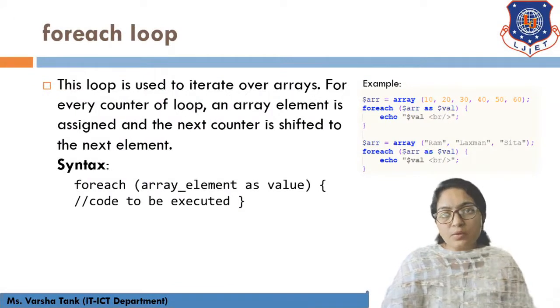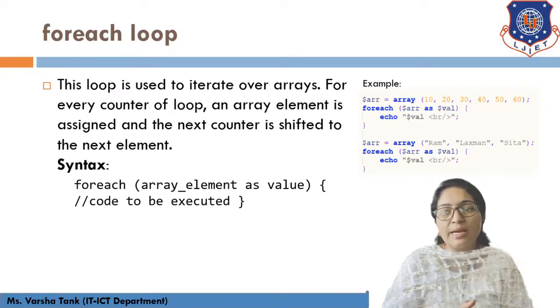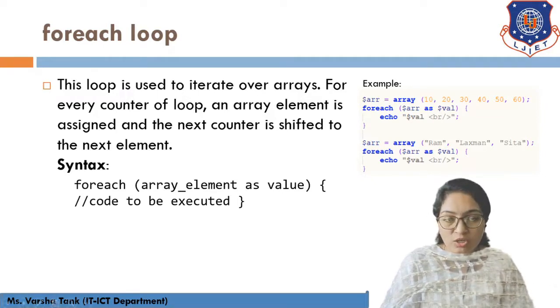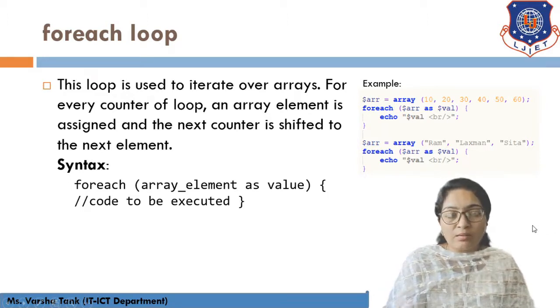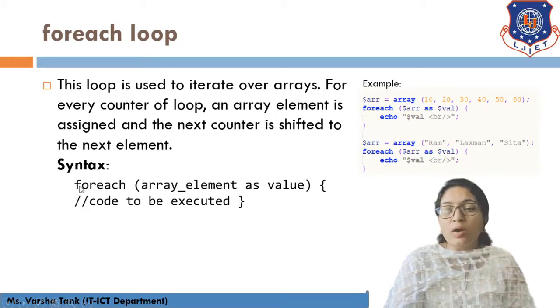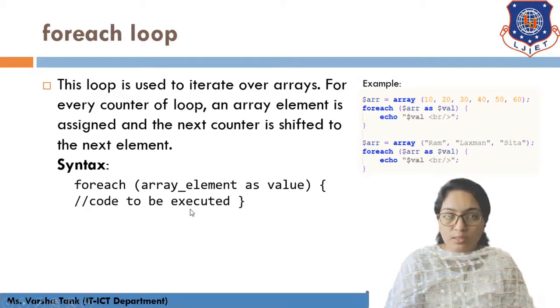Okay, next is the foreach loop. This loop is used to iterate over arrays. For every counter of the loop, an array element is assigned and the next counter is shifted to the next element. Arrays in detail we will see in the next lecture, but here we will just see how to define an array in a basic way. The syntax of the loop is foreach array as value, and here you have to write the code to be executed.